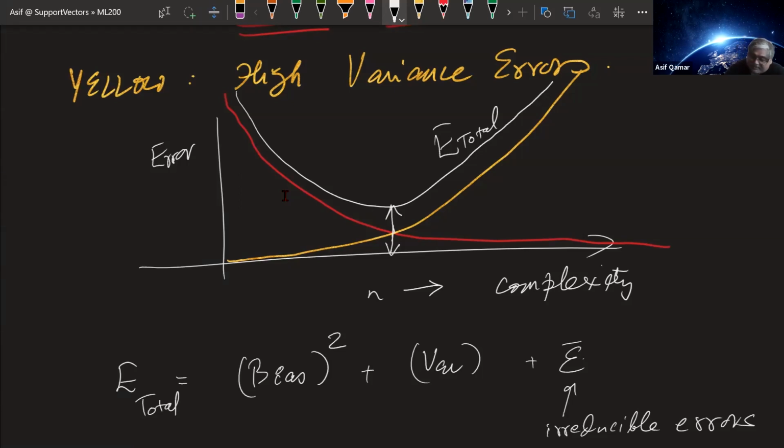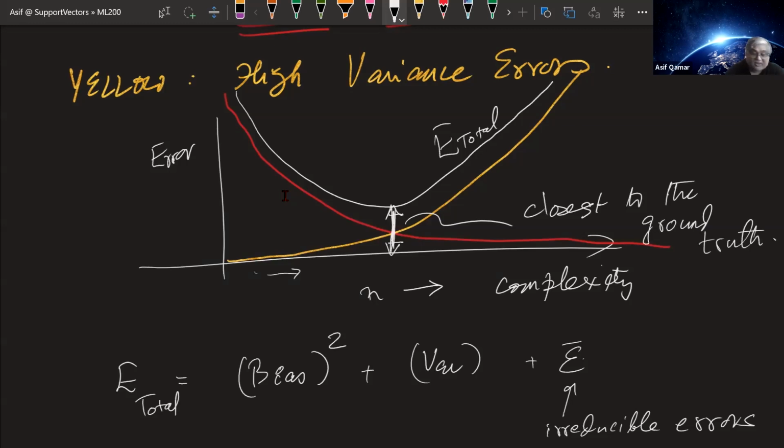And so what do you do? You need to dial up the complexity of your model till you hit upon the minimum error, and that will be closest to the ground truth. Your sweet spot, right? It's your sweet spot. And it shows up in all sorts of models. In regression, you can do this thing about polynomials if you're doing more complex things. And I'm just jumping ahead.